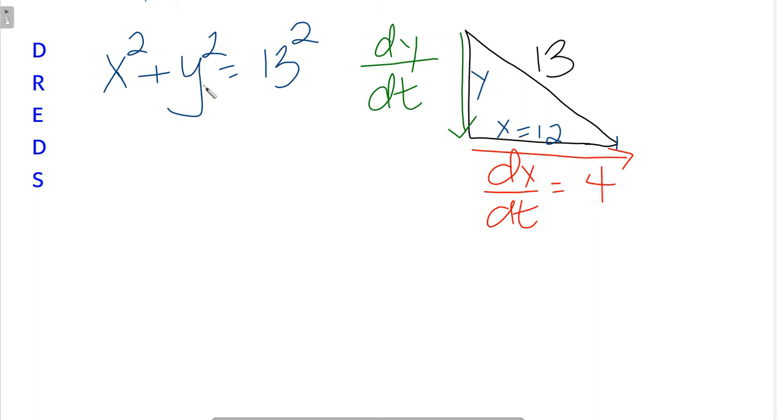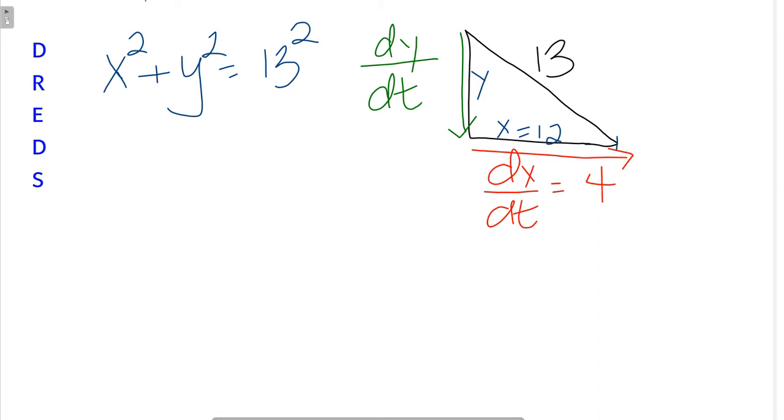And so when we derive this, we're going to have a dx dt. When we derive x squared, we'll get a dx dt. When we derive y squared, we'll get a dy dt. And dy dt is what we're solving for. So we can't have two things that we're solving for. We need to have a y value. And we can find that with our Pythagorean theorem.